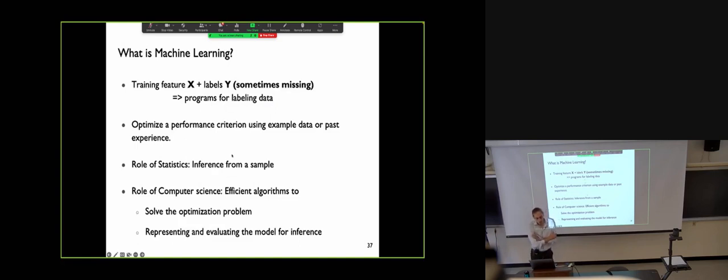So what is machine learning? We have training features X, and we have labels Y, and we need to optimize the performance criterion using these examples. So we need to define a loss function, and we'll talk about it later. There's a role of statistics: we can do inference from a sample. And there's a role of computer science.